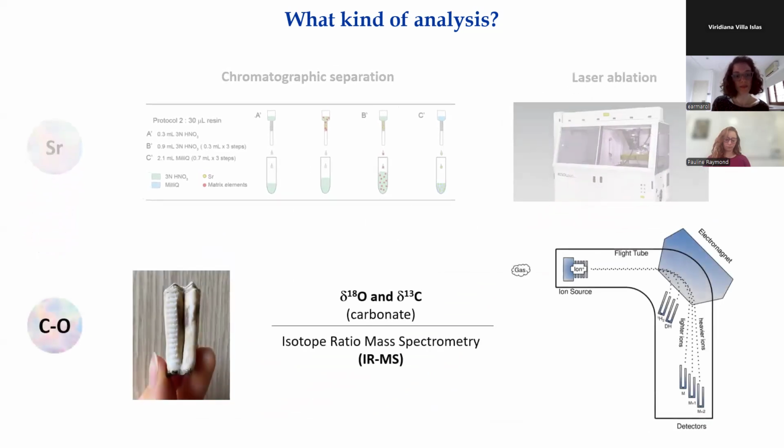For oxygen and carbon, we need to use another mass spectrometer, the isotope ratio mass spectrometer. In this case, the samples taken from the teeth are powders that are put directly into the mass spectrometer, and they are acidified with orthophosphoric acid, which liberates the CO2 of the sample. So basically, we measure the CO2 of the samples, meaning that both carbon and oxygen are measured simultaneously with this technique.